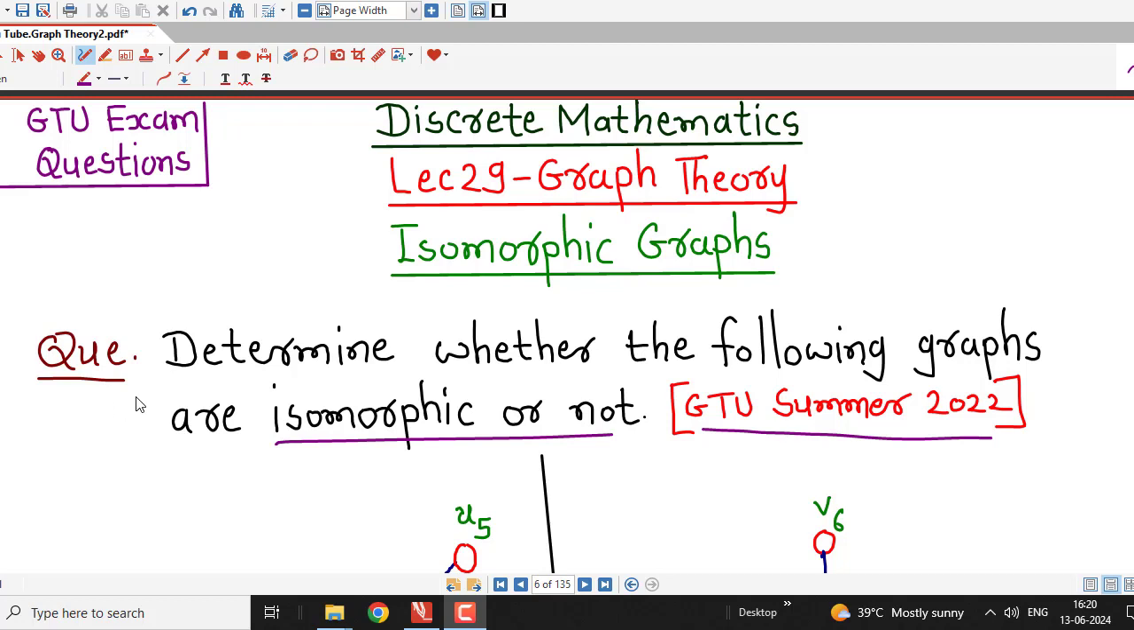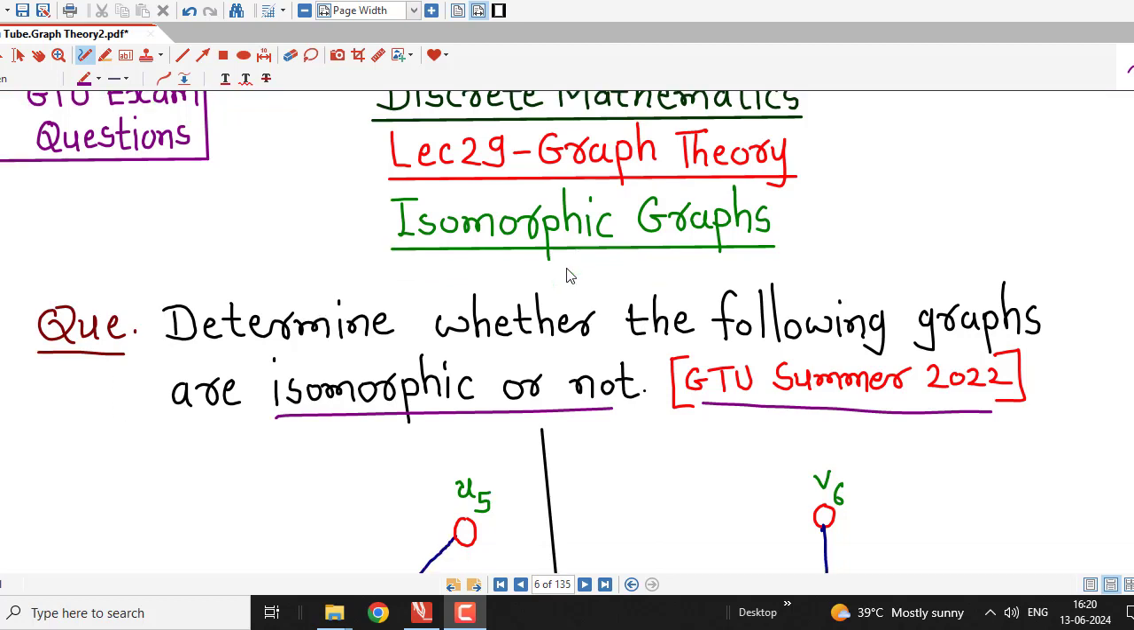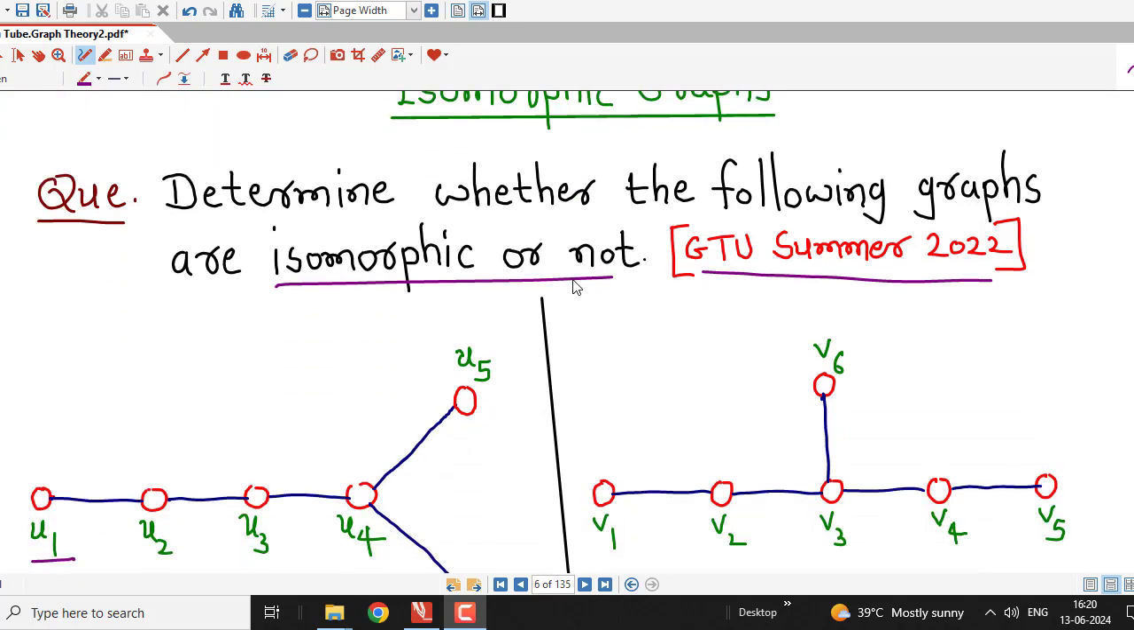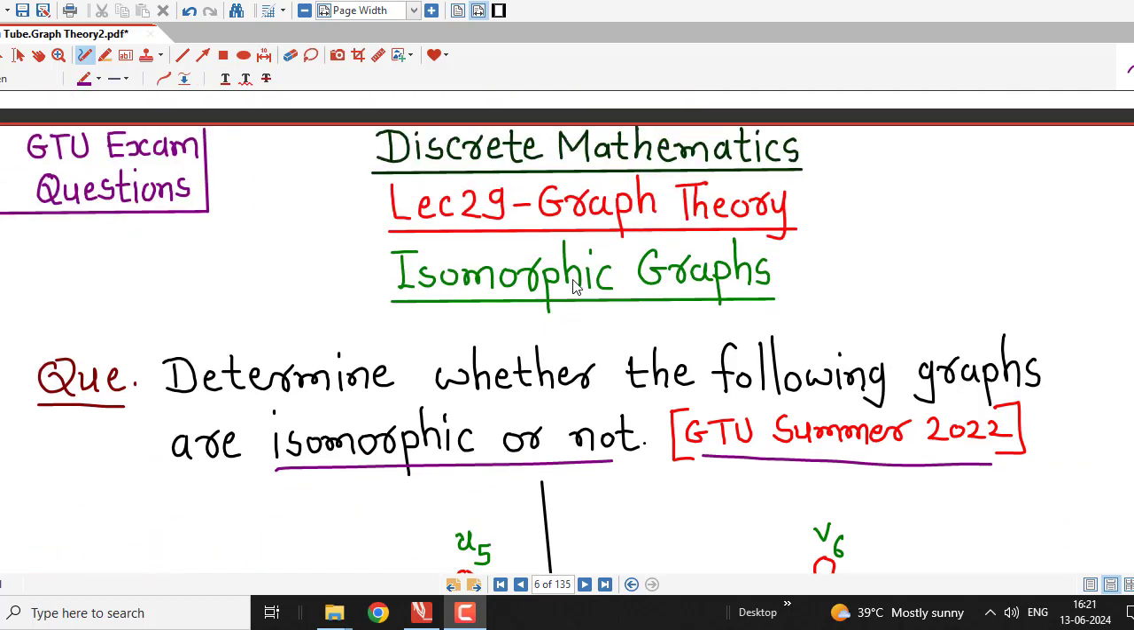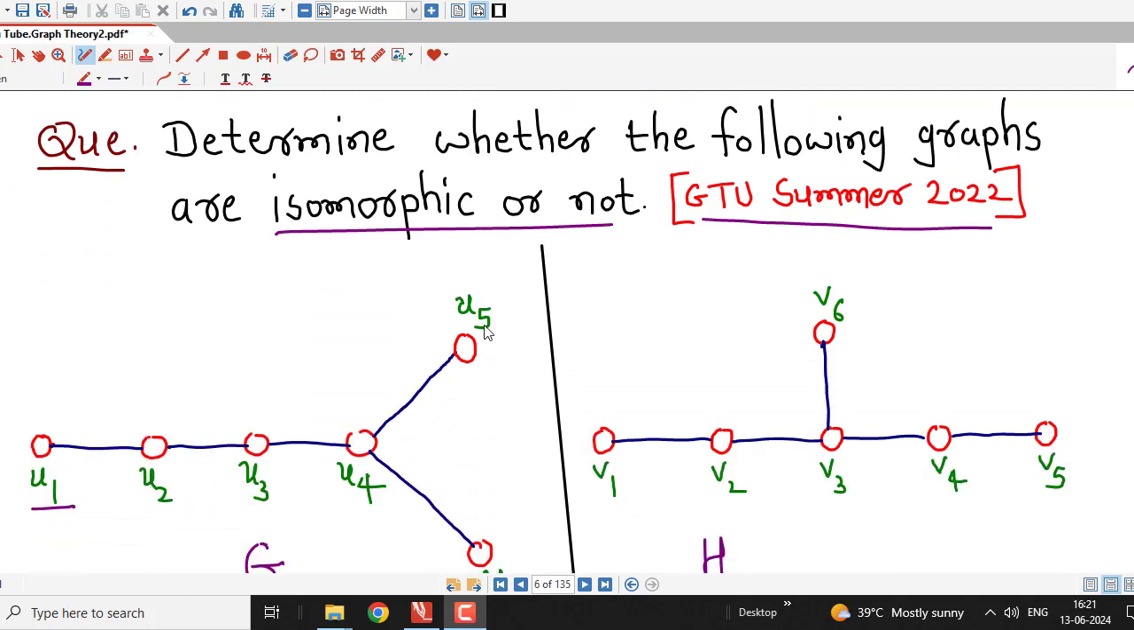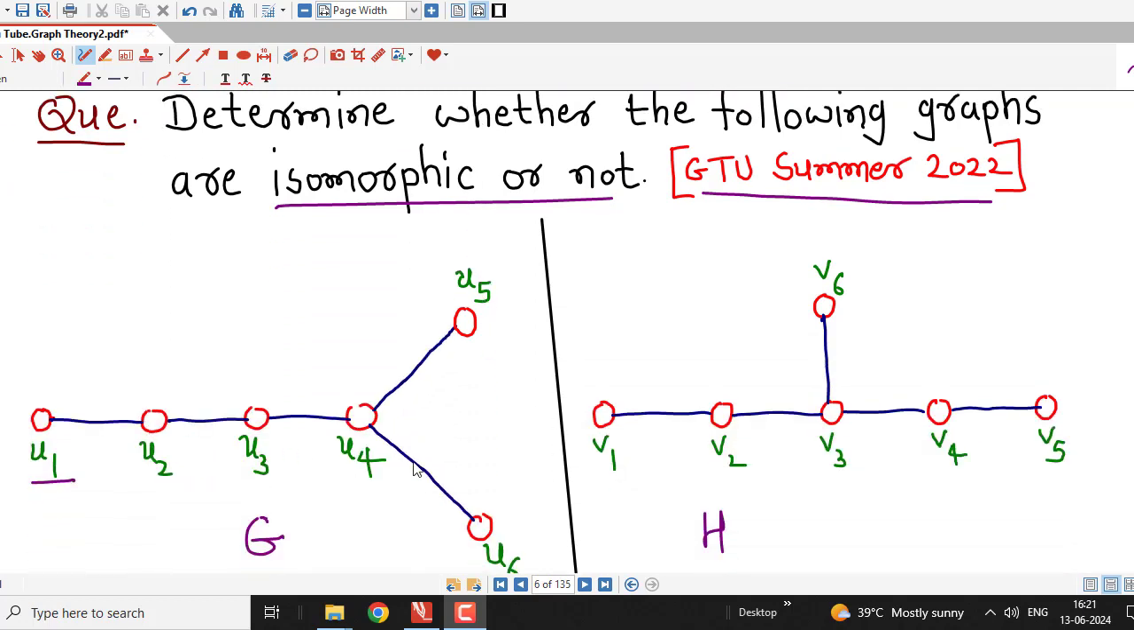In this lecture also we will discuss one more question on isomorphic graphs. Now we are familiar with isomorphic graphs and we have discussed how to check whether two graphs are isomorphic or not in previous two lectures. So here also we will determine whether these two graphs are isomorphic or not, and this question was asked in GTU Summer 2022 exam.